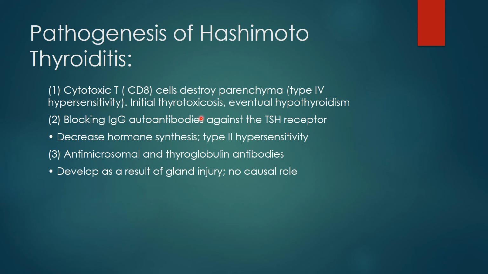Now, what is the mechanism behind this Hashimoto thyroiditis? It basically occurs because of the production of cytotoxic T cells that destroy the parenchyma of the thyroid gland. This works by a type 4 hypersensitivity reaction. Initially, thyrotoxicosis occurs, but eventually it leads to hypothyroidism.